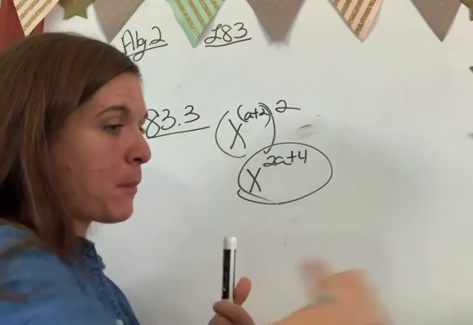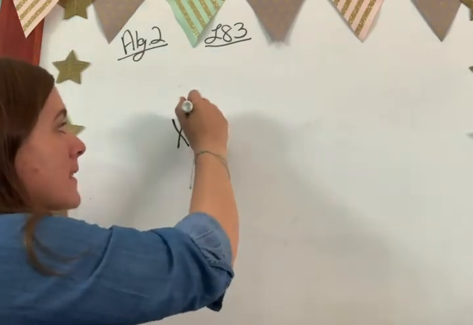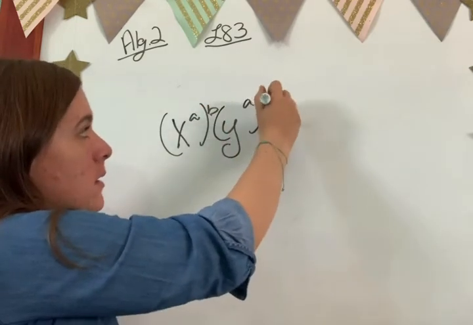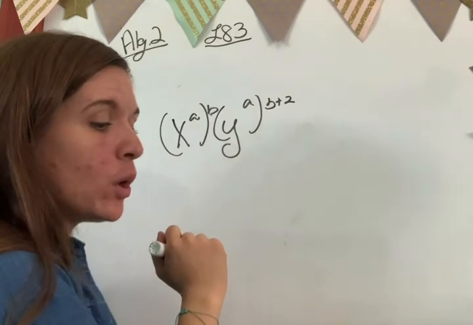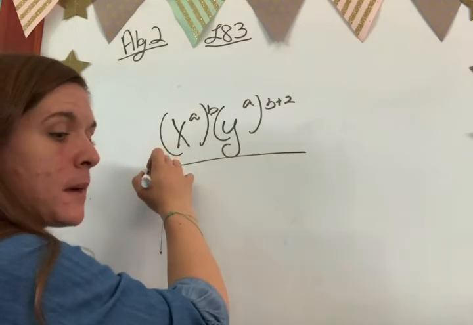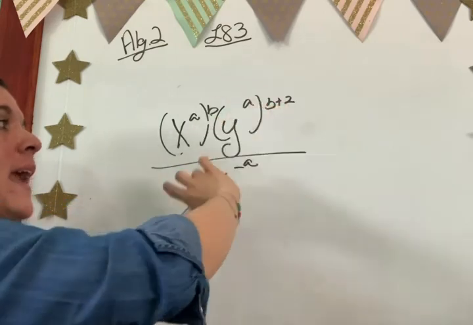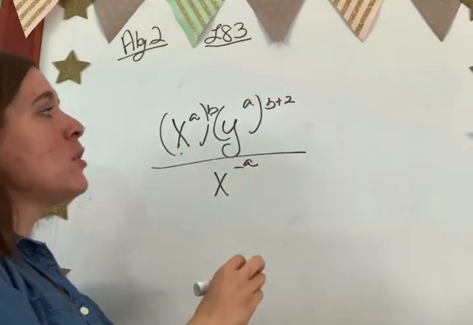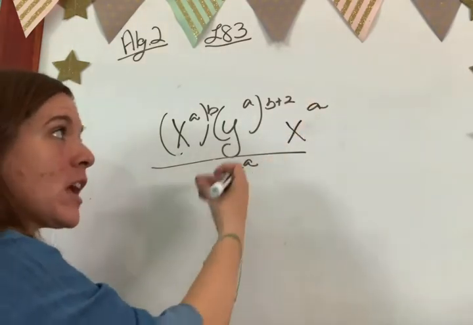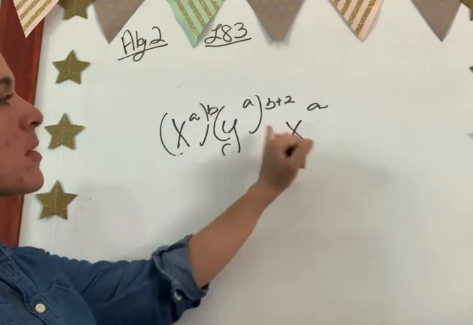The last one is example 4, and then we'll let you do the practice to make sure you understand. X to the a times b, y to the a times b plus 2. Can you just go ahead and automatically distribute these exponents? Of course you can. You could just write x to the ab, y to the ab plus 2a. What I'm going to do first is move this one over here, x to the a. It's already negative, so I'm going to change the sign to make it positive and get it off the bottom. Then I'm going to distribute my exponents before I combine these two x's.